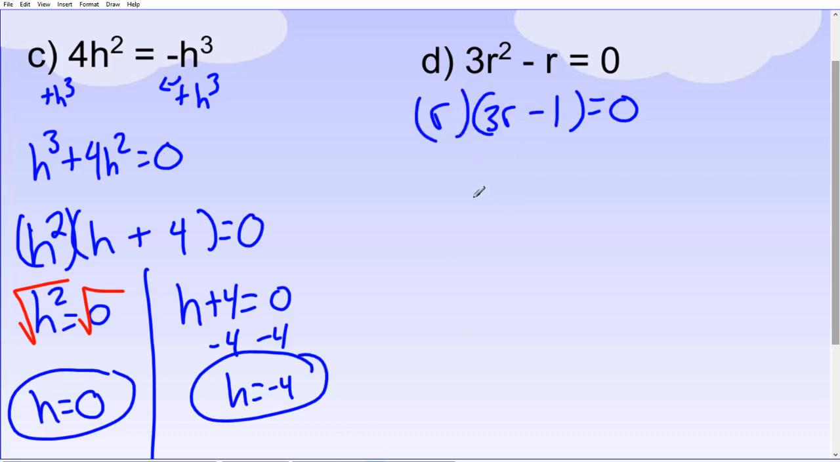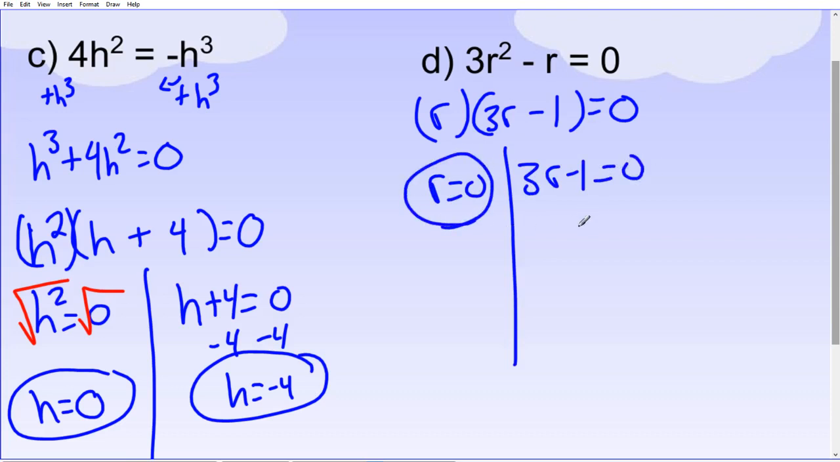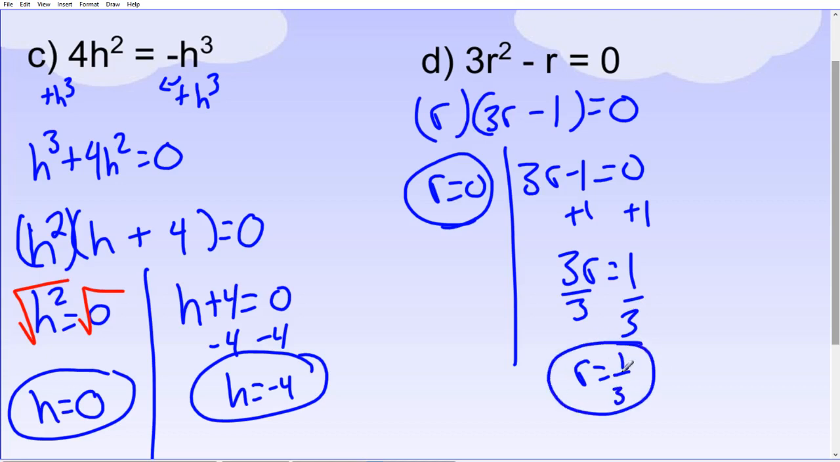Alright, so now we have this. Two guys multiplied together equals 0. So either r equals 0 or 3r minus 1 equals 0. He's already done. Other side. Add 1 to both sides. You always get rid of add and subtract before multiply and divide. 3r is equal to 1. Divide by 3, divide by 3. R equals 1/3. I'm going to leave it as 1/3 as a fraction. So my solutions, my roots, are r equals 0 and r equals 1/3.